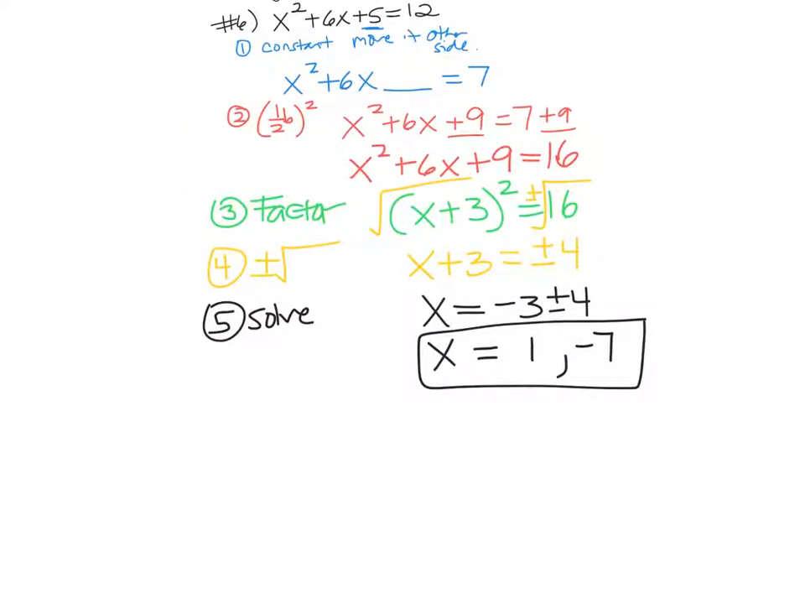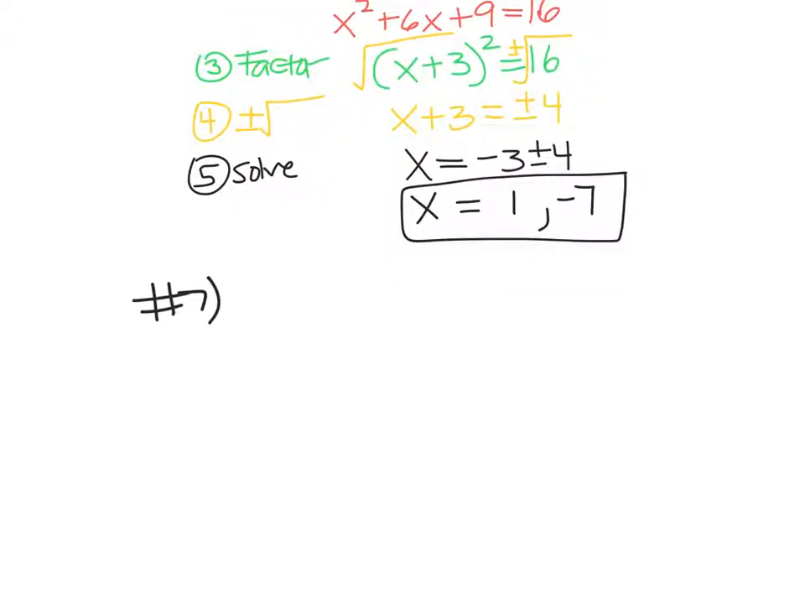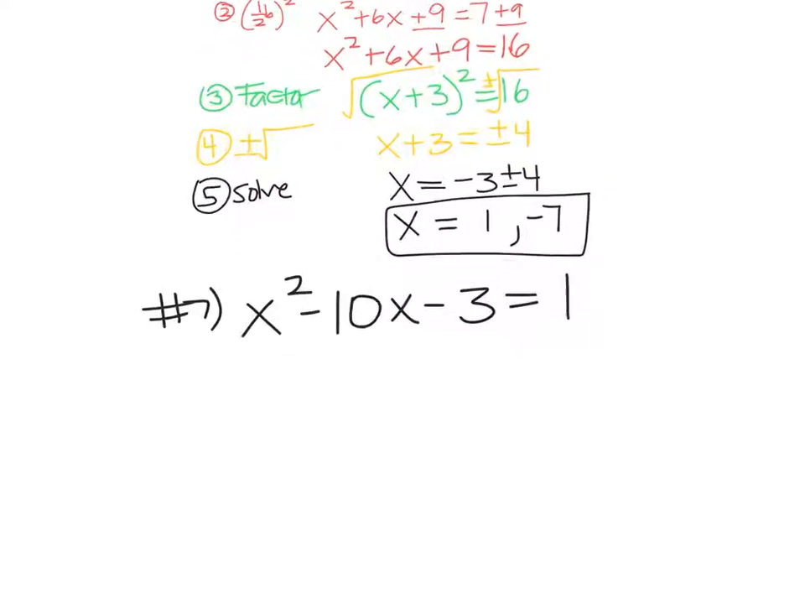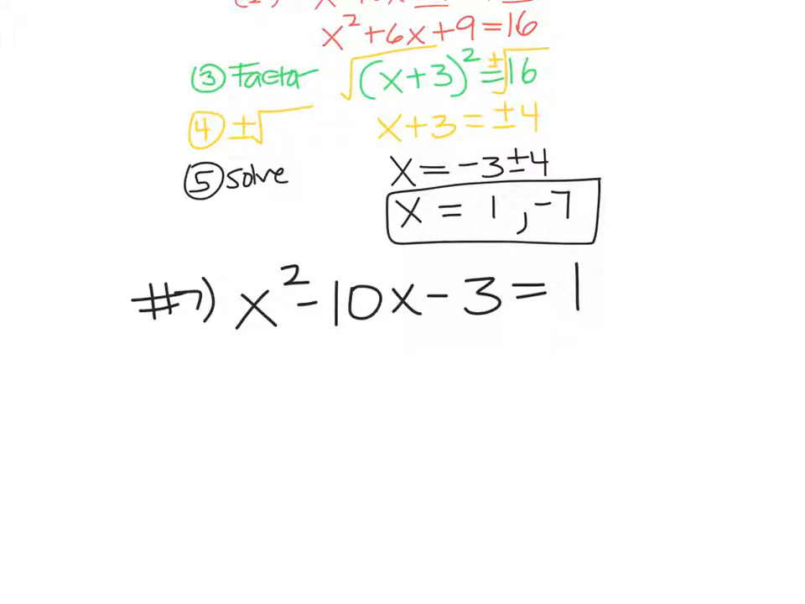All right, number 7. Let's do another one. Here we go. X squared minus 10x minus 3 equals 1. Okay, we're going to do all the steps again. I'll do them in the same colors as I did the last ones. So, first step, get rid of that constant. See that negative 3 there? It's not helping us. We want to get a perfect square over here. Negative 3 is nowhere near a perfect square. So I'm going to add it to the other side.